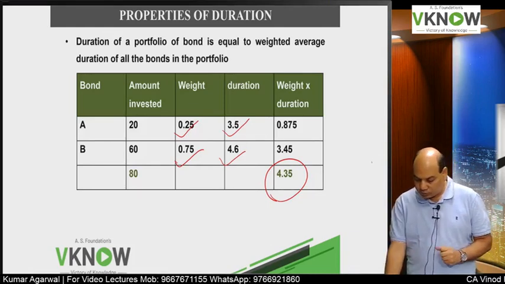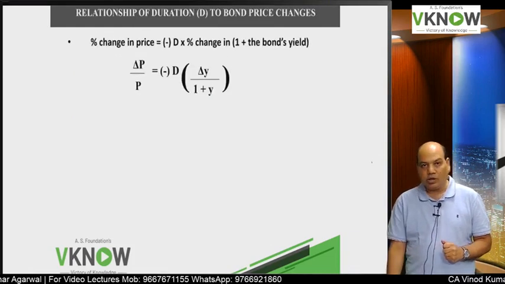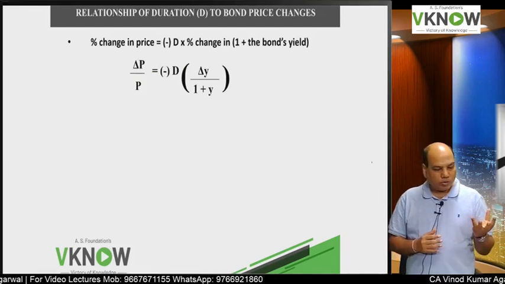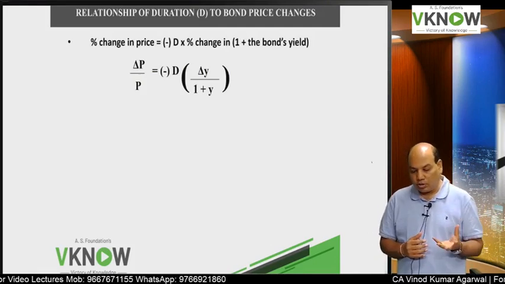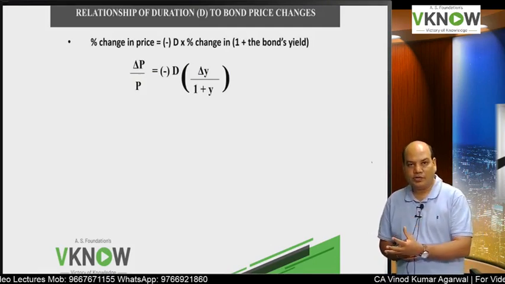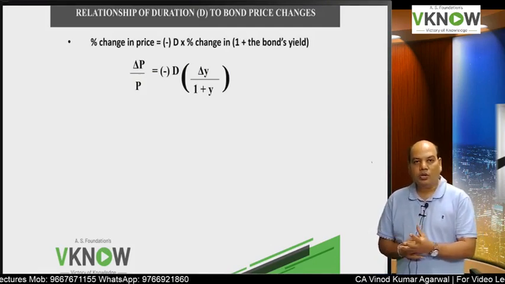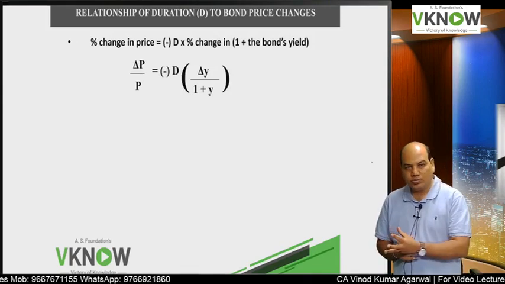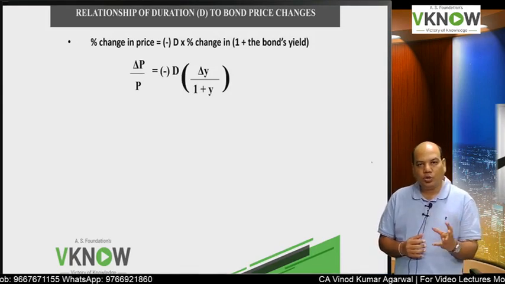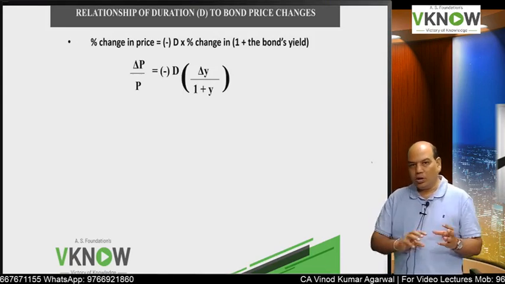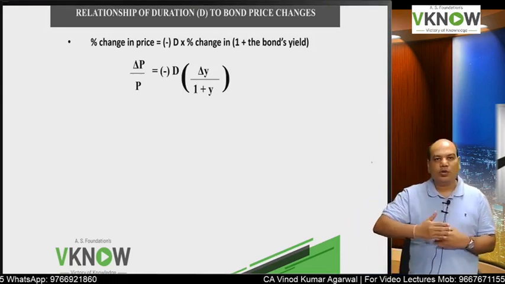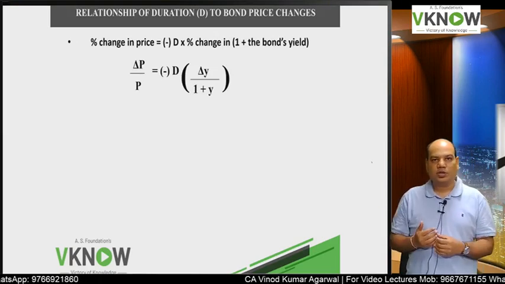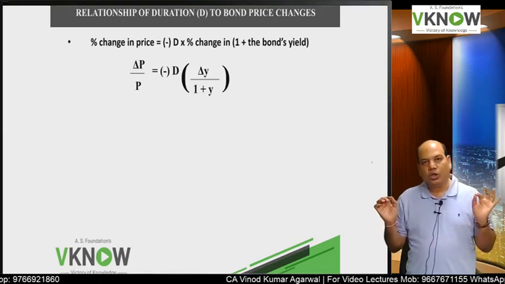Okay. Now the next thing we will learn, what is the relationship between duration to the bond price changes. How the bond price will change if you know the duration of that bond. If YTM changes by 1%, by what percentage the bond price will change if you know the duration.